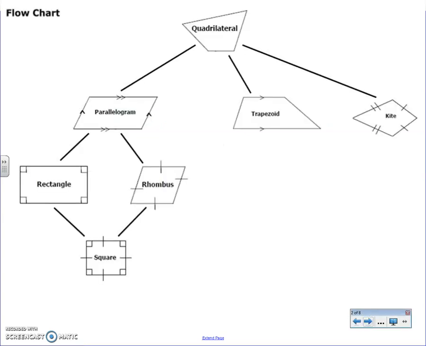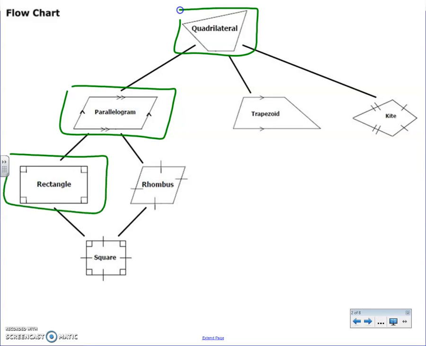So here's our flowchart from part 1. Last time we already did part of the quadrilaterals, where we did parallelograms and rectangles. Now we're going to do the next two shapes, the rhombus and the square.